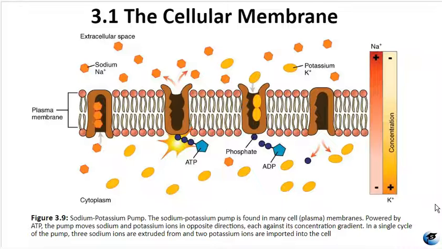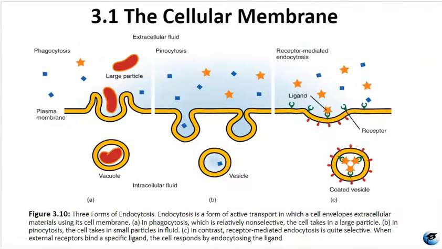This creates an electrochemical gradient because there are more positively charged ions inside the cell and more negatively charged ions outside of the cell. And this gradient is important for various cellular processes, including maintaining the resting membrane potential, electrical excitability of nerve and muscle cells, and the regulation of cell volume. Figure 3.10 illustrates the 3 forms of endocytosis. Each form of endocytosis contributes to the cell's ability to regulate its internal environment, acquire nutrients, and remove waste.